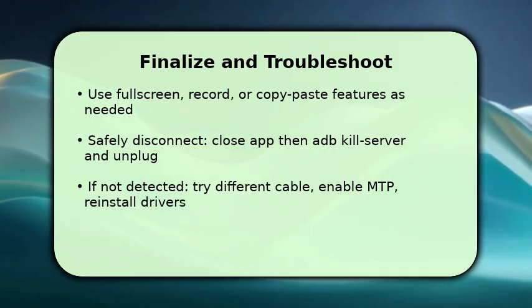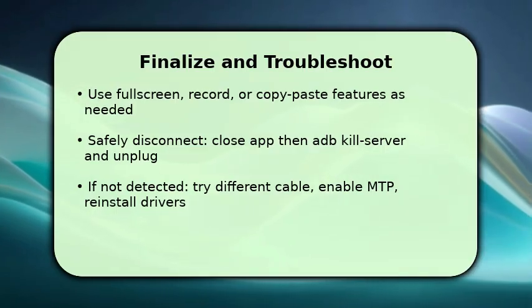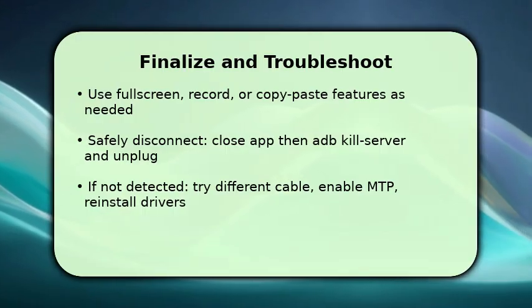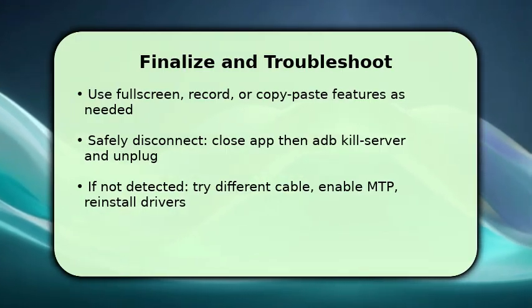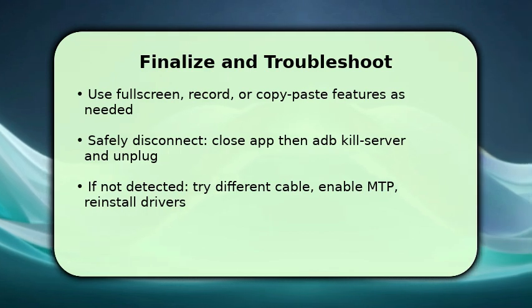If the device isn't detected, check a known good data cable, toggle the phone's USB mode to file transfer, reauthorize the computer when the RSA prompt appears, reinstall drivers, and restart the phone and laptop. That usually resolves connectivity or authorization failures.